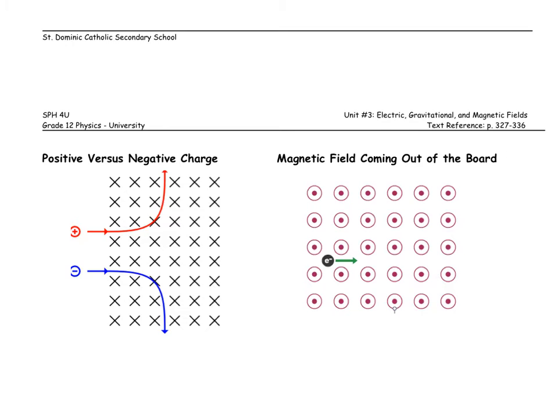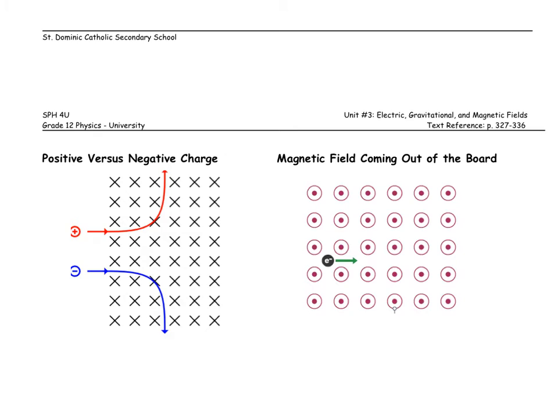All right, let's see where you are with this idea. Here I have an example on the right of a magnetic field coming out of the board. And I know it's coming out of the board because I see these little symbols here that show a dot, and that dot is like the tip of the arrow coming at me. So my magnetic field is coming at me. I also see that I have an electron here, which is negatively charged, and its velocity is directed towards the right here.